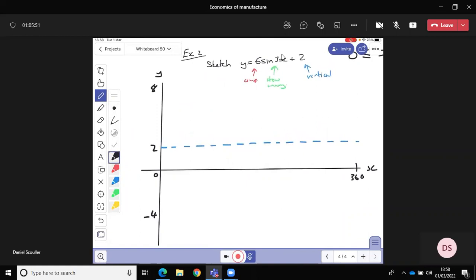Don't take too long on these graphs. Don't measure it to the finite millimeter. Okay, get 360, half it, half it, half it. So that'll be 0, 90, 180, 270.